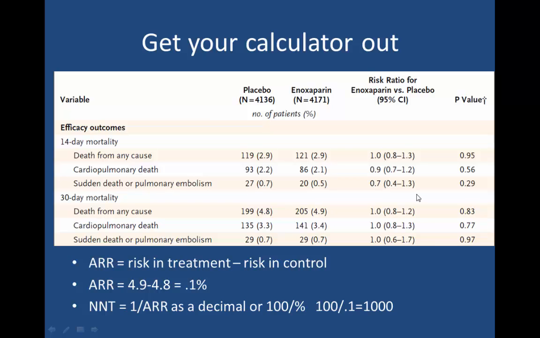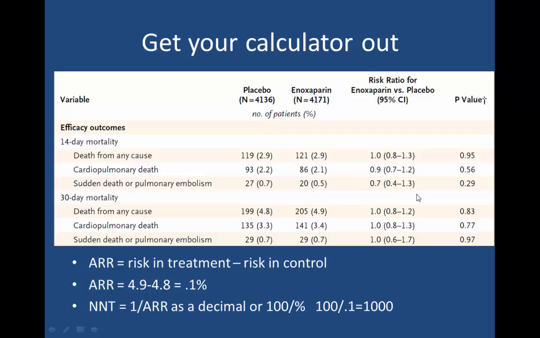ARR is calculated by doing the risk in the treatment group minus the risk in the control group. We knew how to do that. ARR, in this case, we find the treatment group. Find the control group. Here's my placebo group. So if I did the math, these are percentages. 2.9 minus, oh, I guess I did it for a different value. I did it for this one right here.